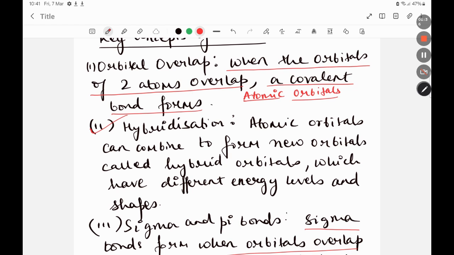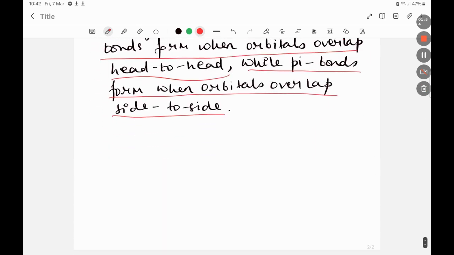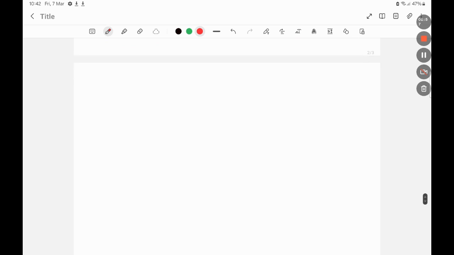The basic bookish definition of hybridization is: atomic orbitals can combine to form new orbitals called hybrid orbitals, which have different energy levels and shapes. So I know this is very difficult to understand just by looking at the definition, but we will be discussing it with the help of a very simple example. So let's get started. Let us start from a very simple molecule like CH4. This is popularly known as methane.